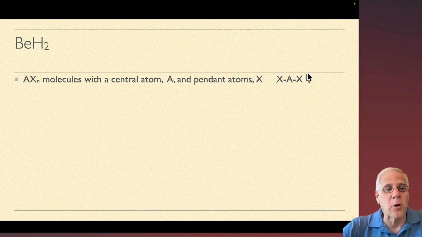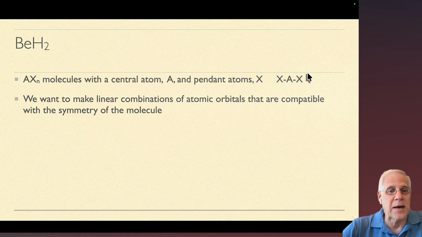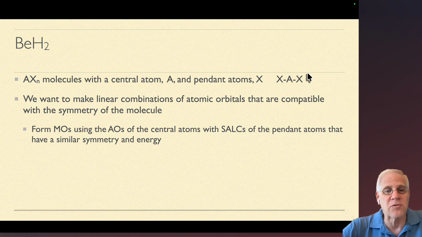So just like before, we have an AXN molecule with a central atom A, which is beryllium here, and pendant atoms X. And we have just a linear arrangement there, X, A, X. Same as before with the water, we want to make linear combinations of atomic orbitals that are compatible with the symmetry of the molecule. And so we're going to form molecular orbitals using the atomic orbitals of the central atom along with SALCs of the pendant atoms, again, H2 here, that have a similar symmetry and energy. They actually have the same symmetry, similar energy.